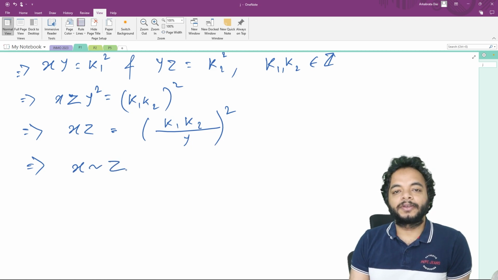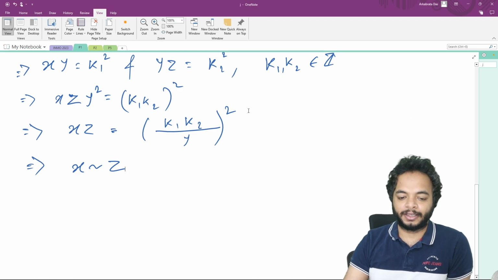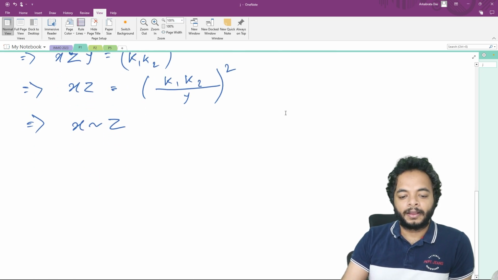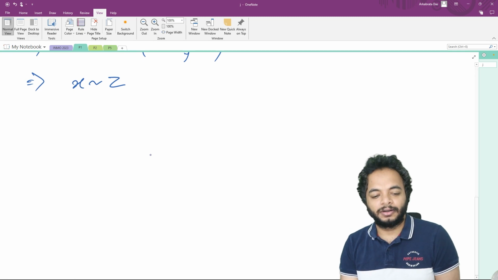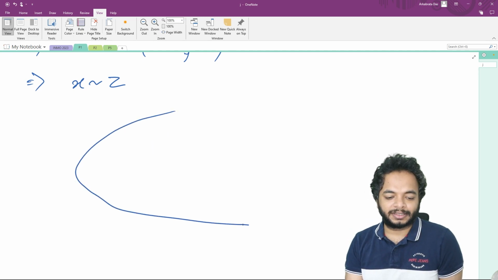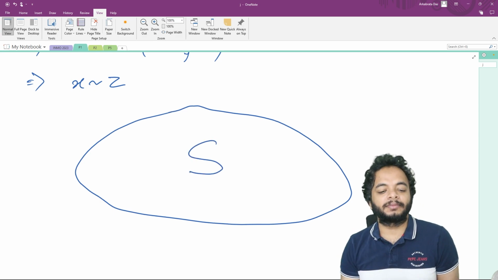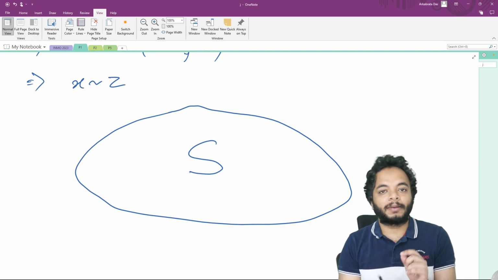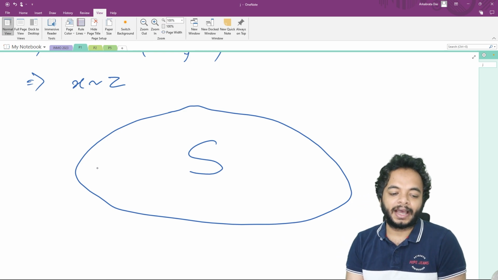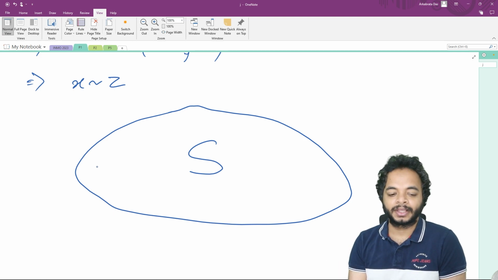So now we have an equivalence relation on the set S. How does it help us? Suppose this is the set S, with its elements. This set is also finite, as given. I'll arbitrarily pick an element X, and see which elements are related to that element X.